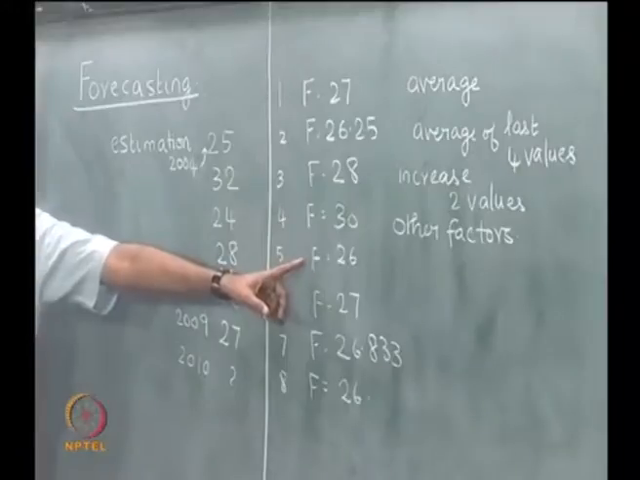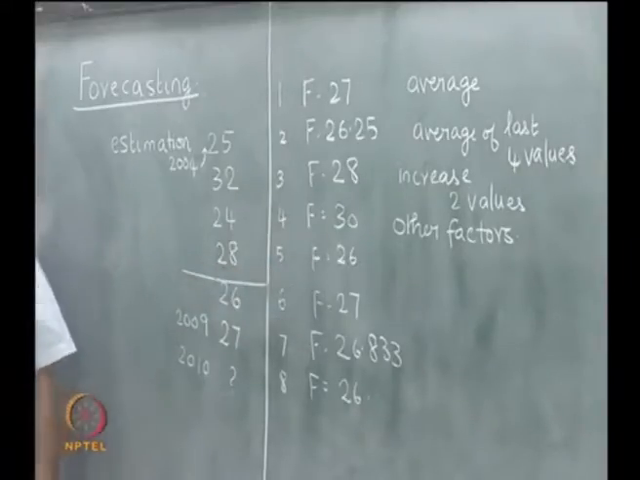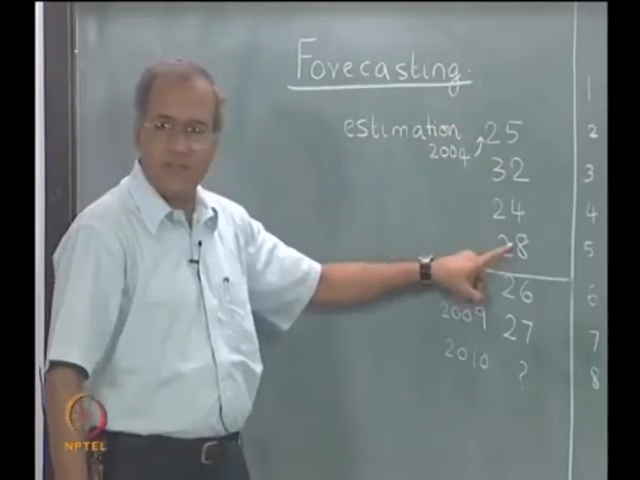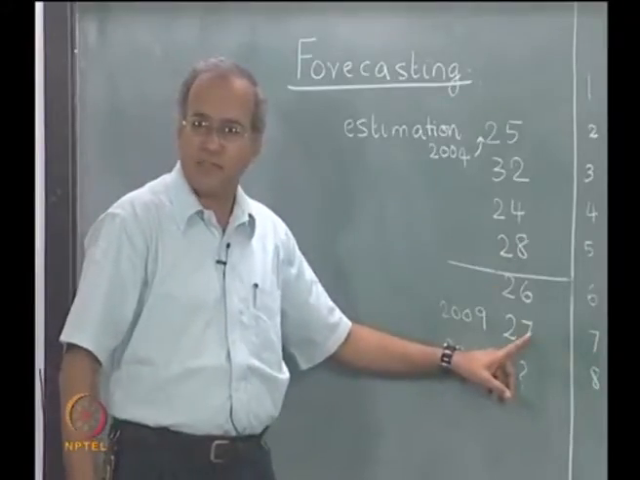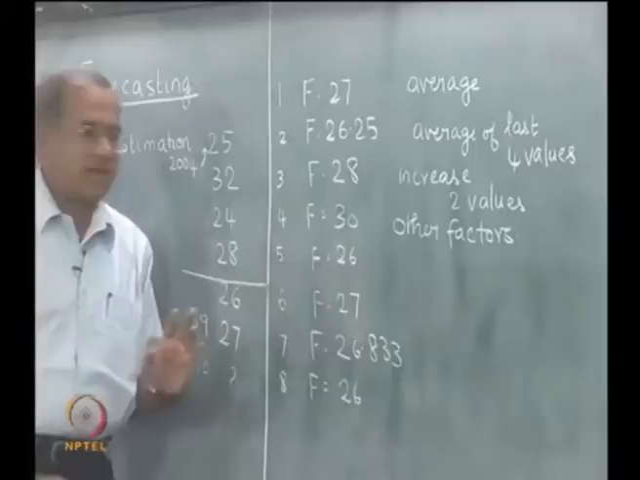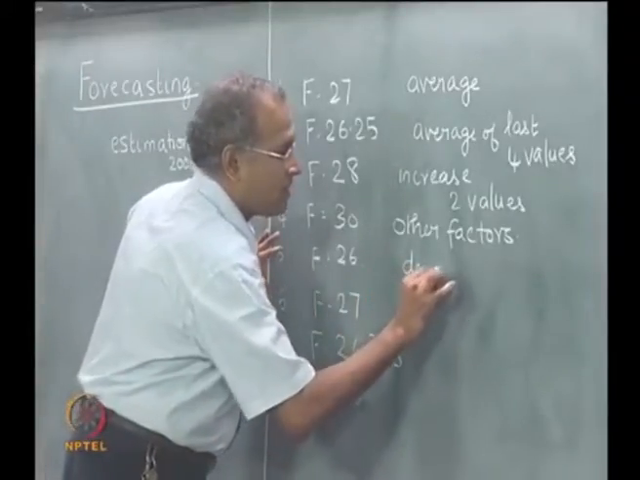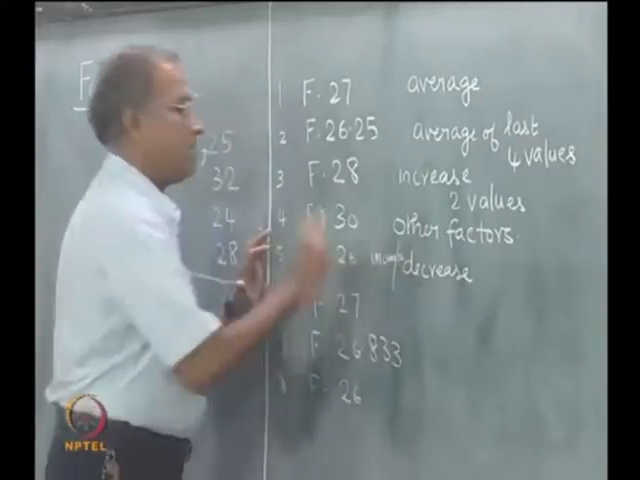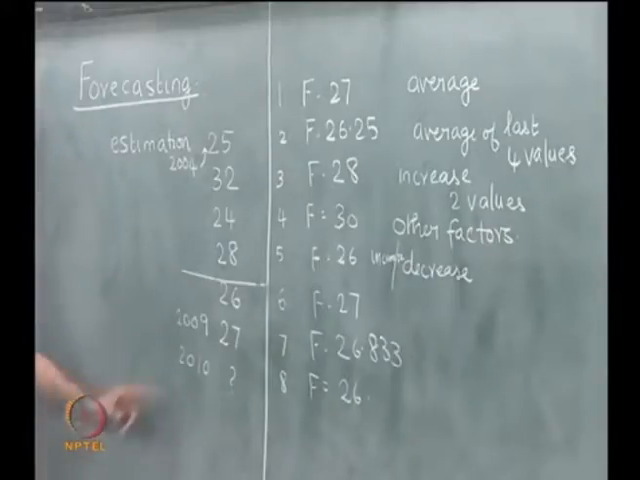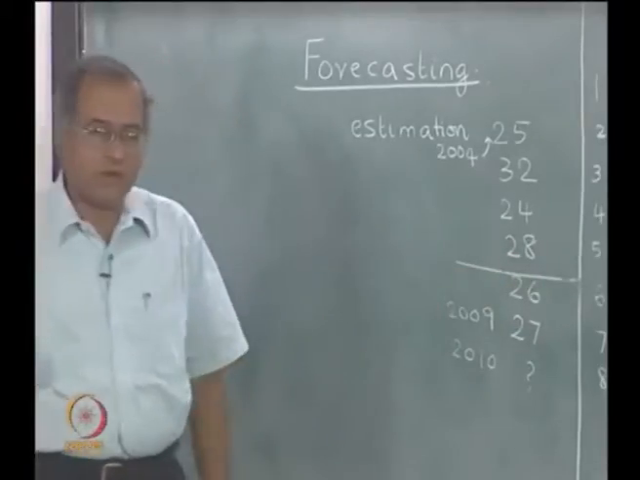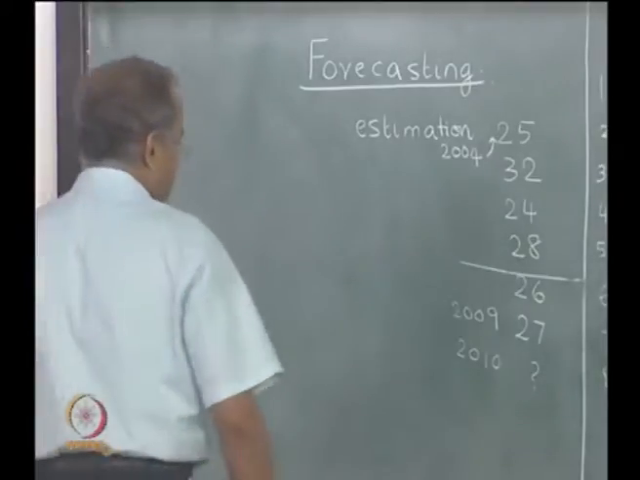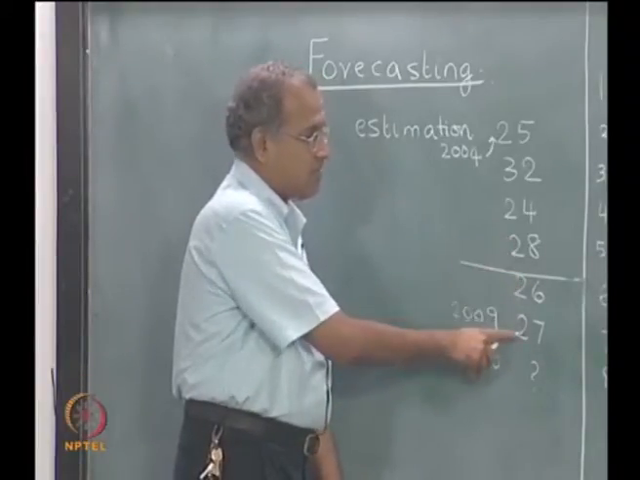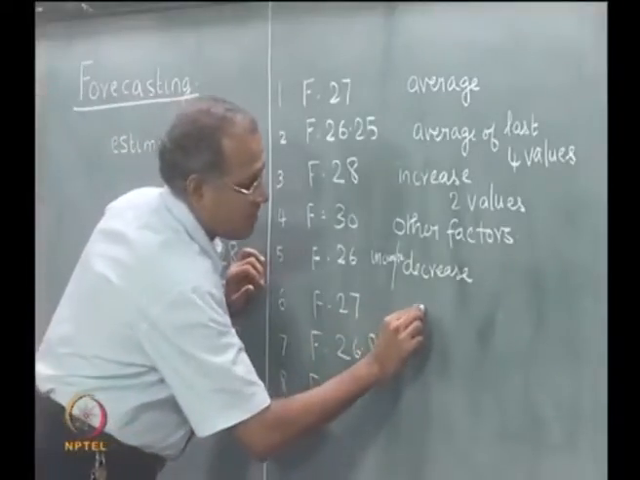Now, this person who gave forecast equal to 26 believed that there was an increase and a decrease. So, it shows an increase and then a decrease and then an increase and then a decrease. Now, there is an increase and the person expects a decrease. Now, this person who gave forecast equal to 27 took the last three values instead of the last four and said 28 plus 26 plus 27. So, this is the average of the last three.